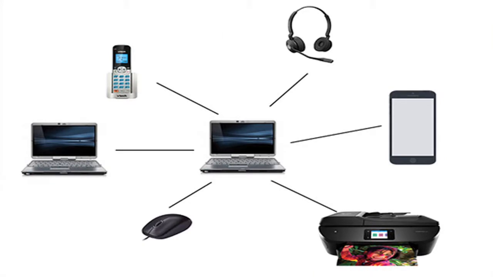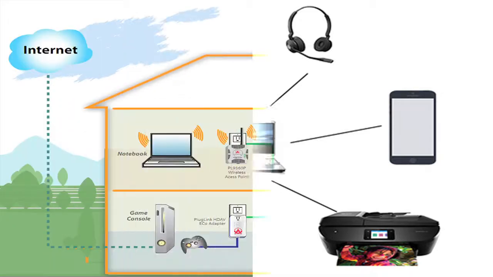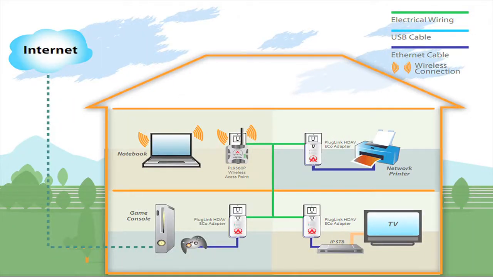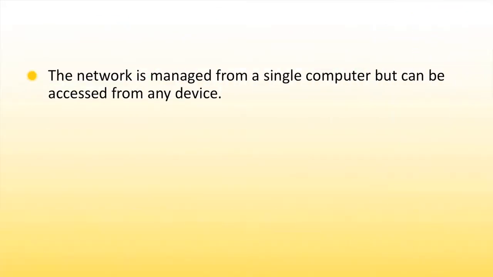A typical PAN includes one or more computers, telephones, peripheral devices, video game consoles, and other personal entertainment devices. Suppose multiple individuals use the same network within a residence. The network is referred to as a Home Area Network, or HAN. The network is managed from a single computer but can be accessed from any device.